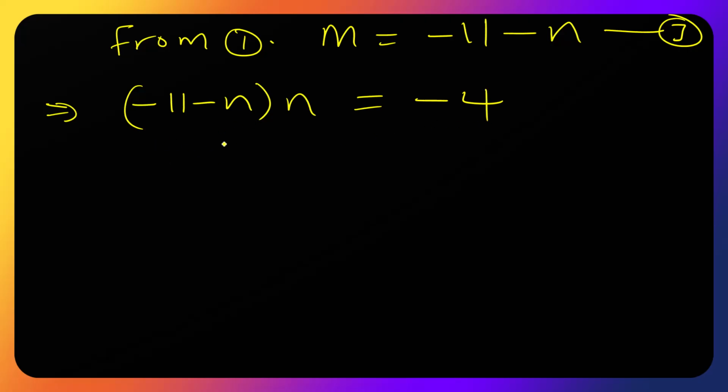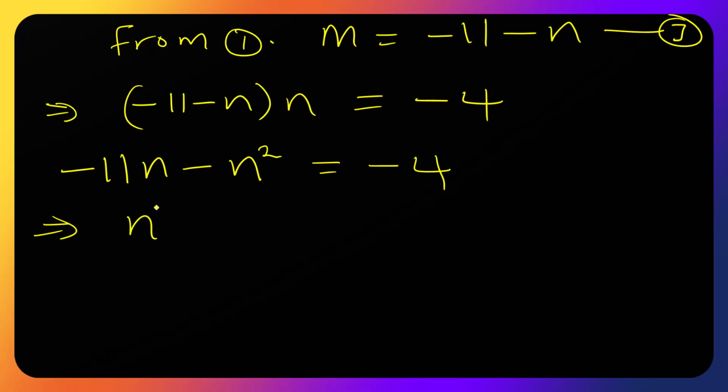So let's expand this. That will be minus 11n minus n squared equals minus 4. Let's arrange it. It's a quadratic. Let's send everything in. That will be n squared plus 11n minus 4 equals 0. So this one is a quadratic equation.